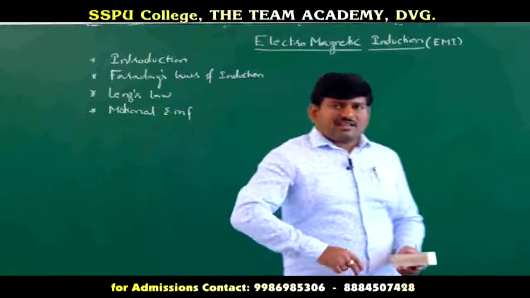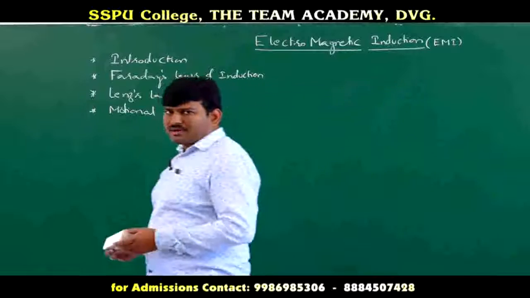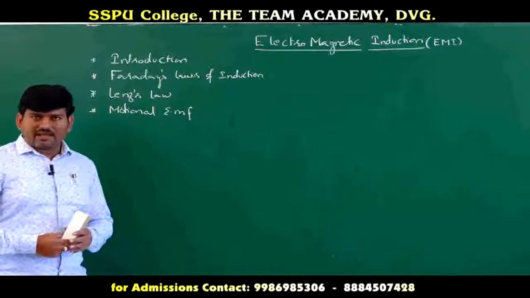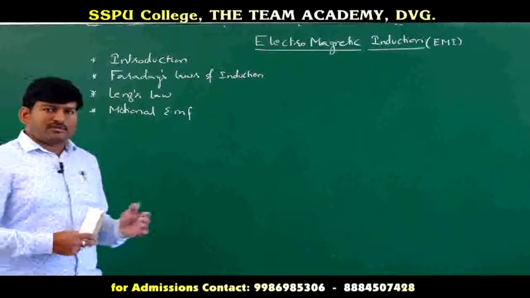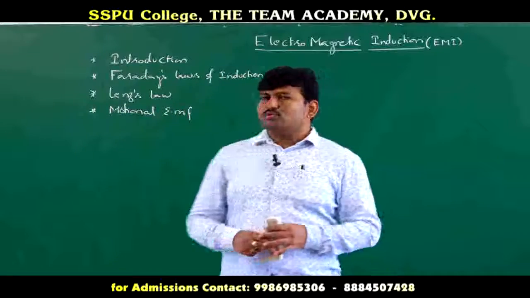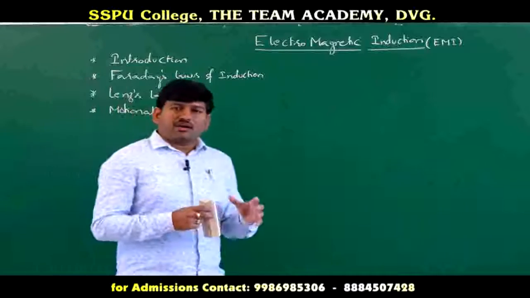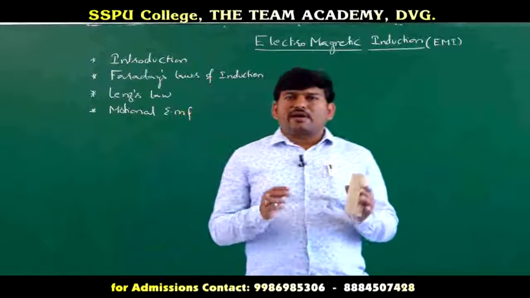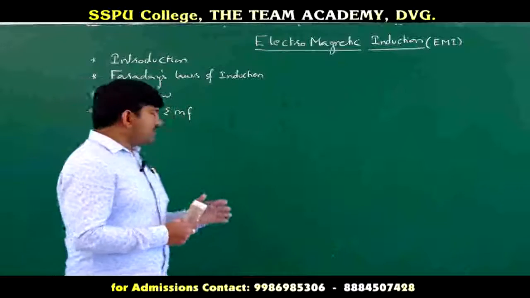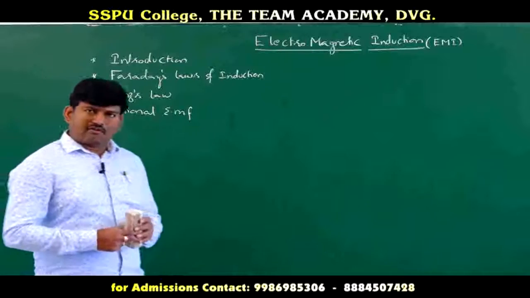Faraday's first law of induction is not just based on one or two simple experiments. A series of experiments were carried out by Michael Faraday and Henry, who belonged to different countries. Henry belonged to the USA and Faraday belonged to Germany. These two fellows carried out a series of experiments, and from those experiments they came to a conclusion. Their conclusions were kept in two laws: Faraday's first law of induction and Faraday's second law of induction.